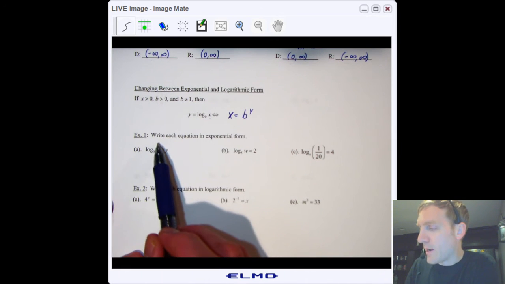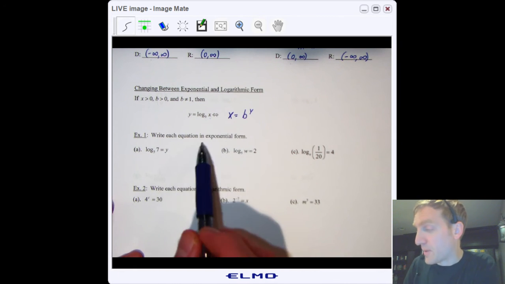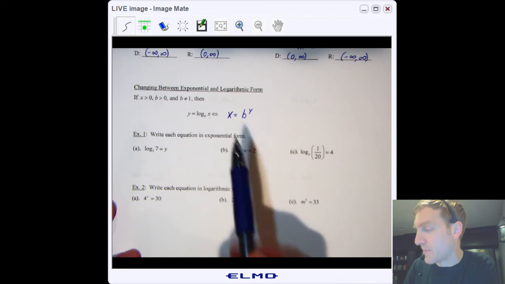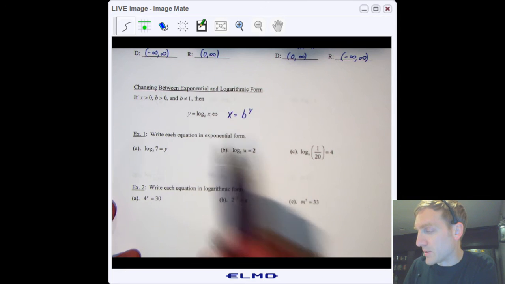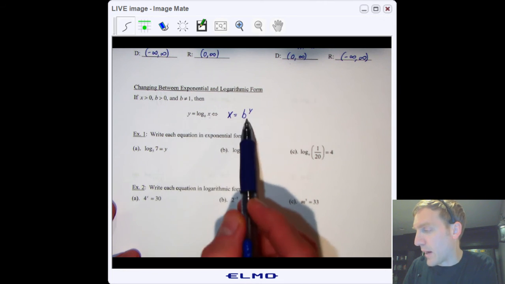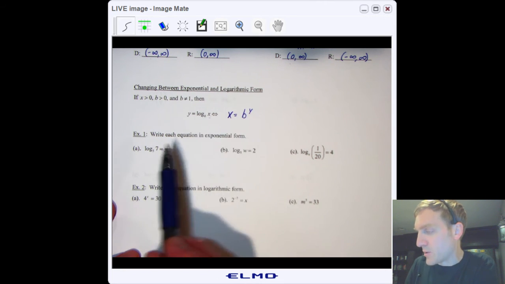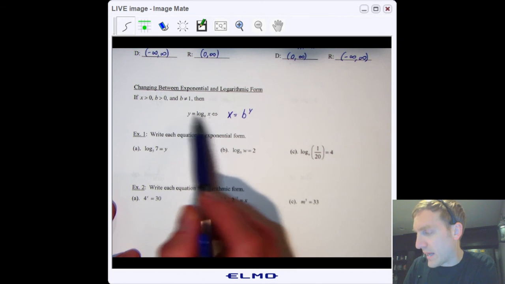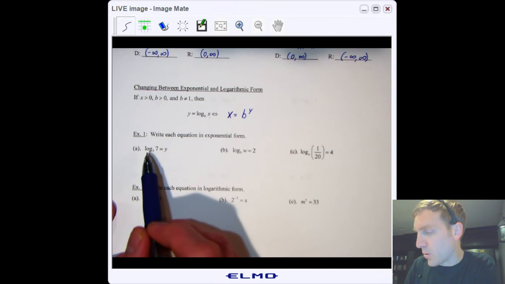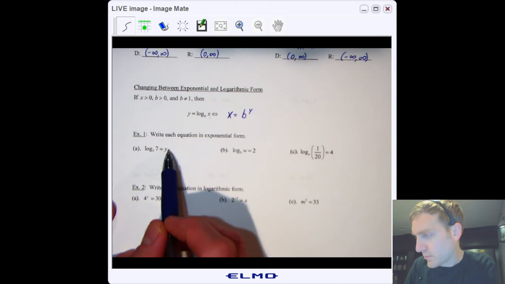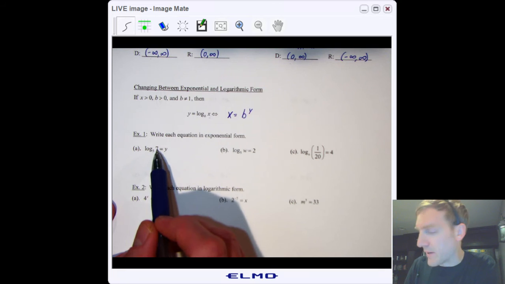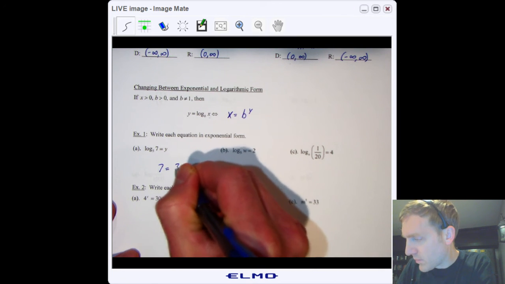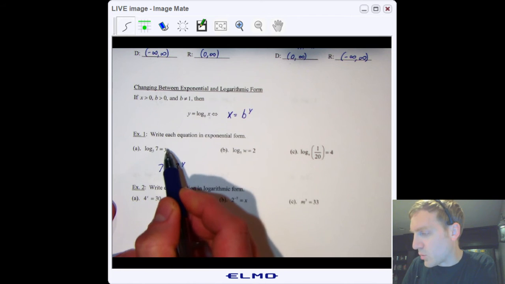So example 1, write each equation in exponential form. I'm giving you 3 logarithms. I want you to write each as an exponential equation. We're basically just going to go left to right. When you look at this, say what's the base, what's the y, and the x. The base is 3, the y is y, and the x is 7. So in exponential form, that's 7 equals 3 to the y. 3 to the y equals 7.